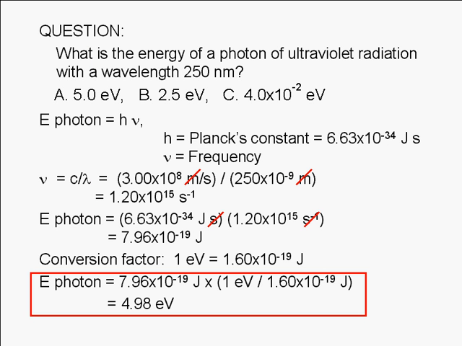To convert our answer to electron volts, we multiply it by 1 electron volt, divided by 1.60 times 10 to the negative 19 joules. This gives us an answer of 4.98 electron volts, which we round off to 5.0 electron volts. There are 2 significant digits in 250 nanometers, so we only keep 2 significant digits in our final answer.